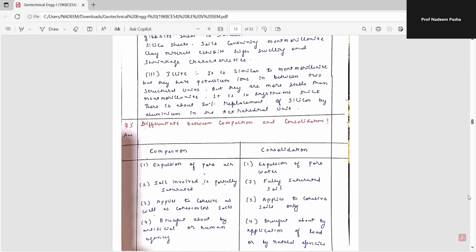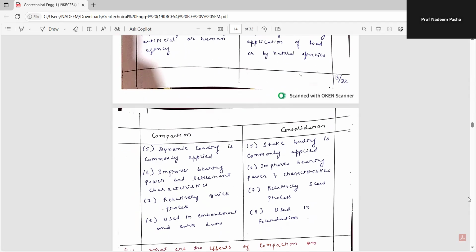Compaction applies to cohesive as well as cohesionless soil, whereas consolidation applies to cohesive soils only. Compaction is brought about by artificial or human agency, whereas consolidation is brought about by application of load or by natural agencies. Dynamic loading is commonly applied in compaction, whereas in consolidation, static loading is commonly applied.